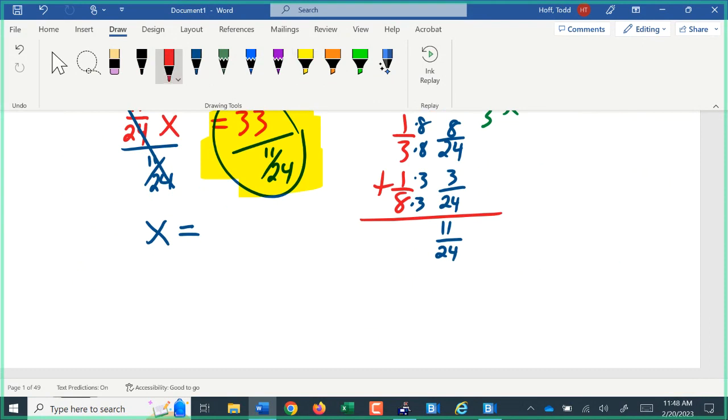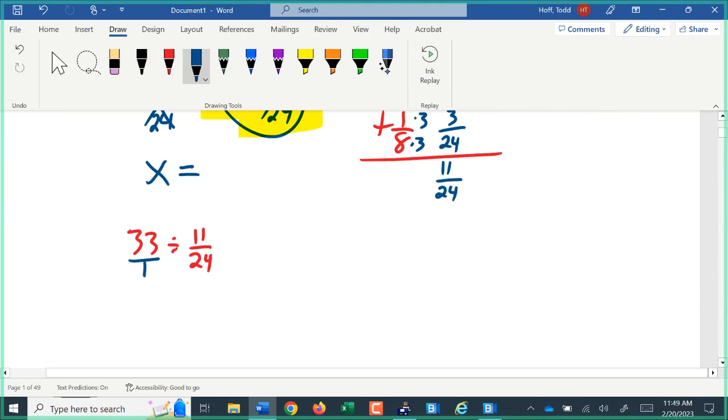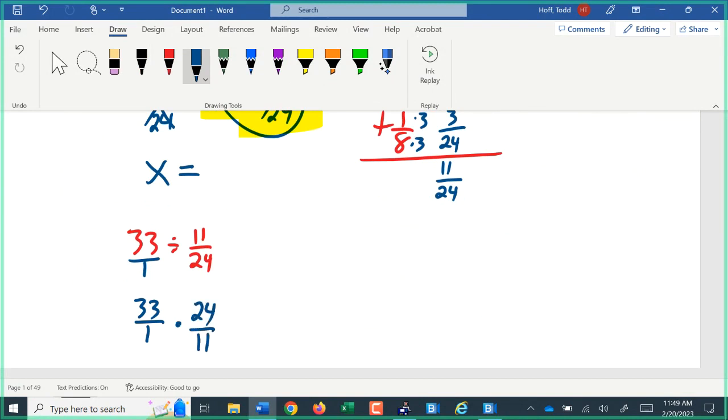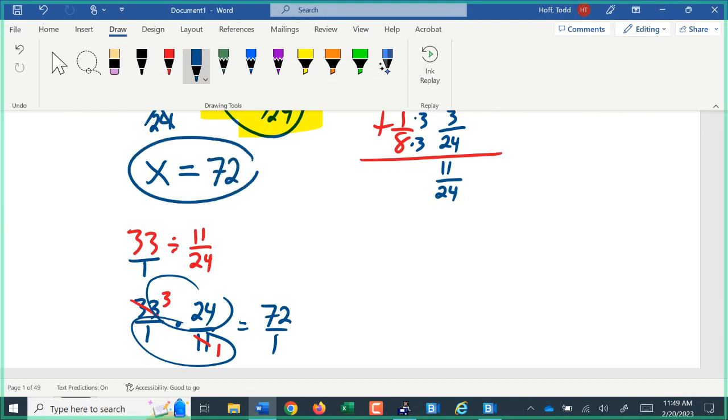So 33 divided by 11/24, I could write it like this, which would make a lot more sense to most students. So I have to make the 33 into a fraction. That becomes 33 over 1 times the reciprocal, times 24 over 11. Now we can reduce. 33 and 11 both can be divided by 11. 11 divided by 11 is 1. 33 divided by 11 is 3. And now we multiply. 3 times 24 is 72. 1 times 1 is 1. So 72 over 1 or just 72. x equals 72.